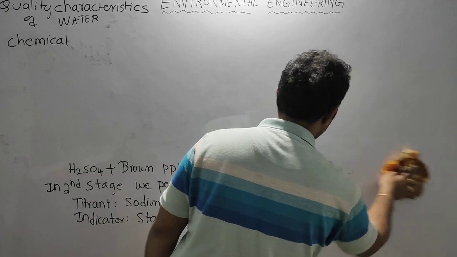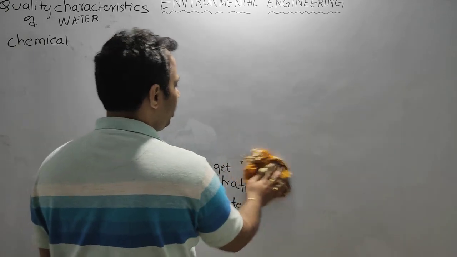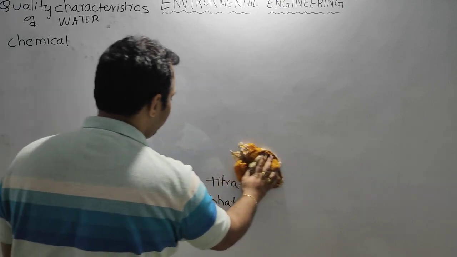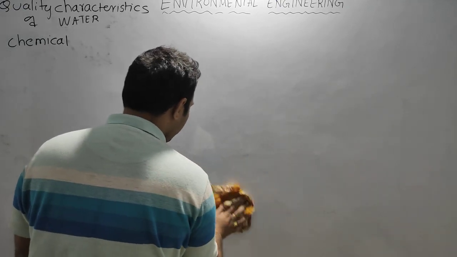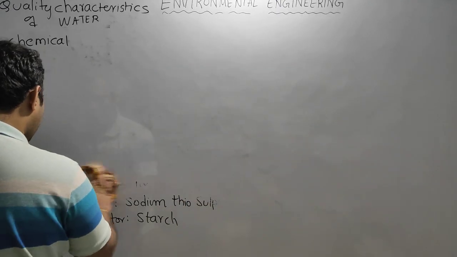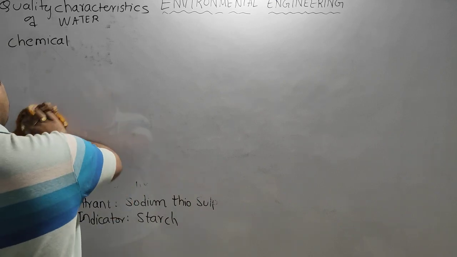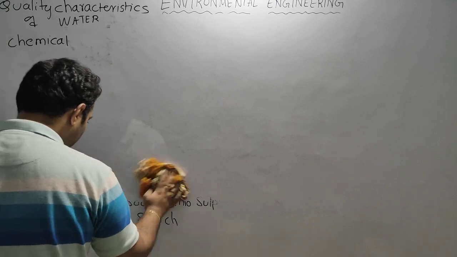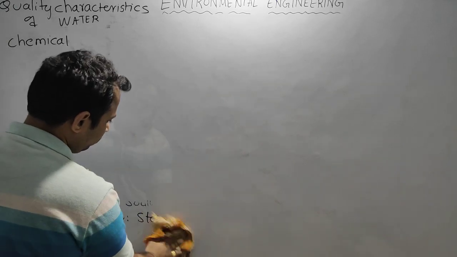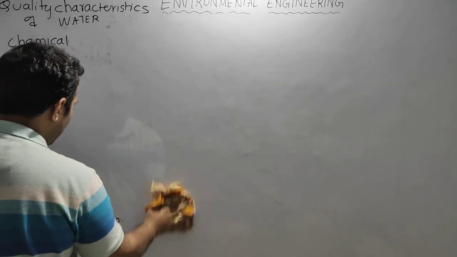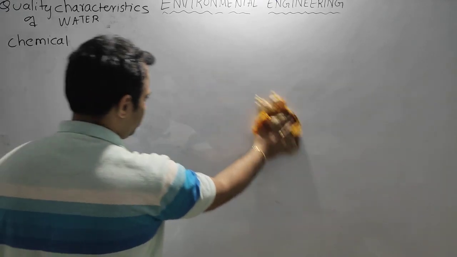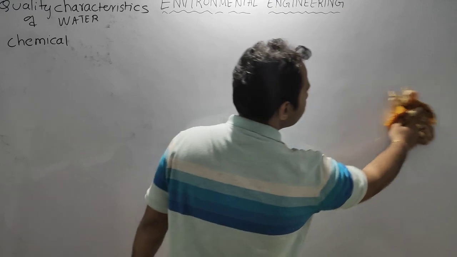What is the titrant which we use in Winkler's method? The titrant is sodium thiosulfate. And what is the indicator we use to determine the dissolved oxygen? That is starch. All these things are very, very important for the GATE examination 1 mark questions. Every point which I have written on the board is a one question, one mark question. Otherwise I don't write it.